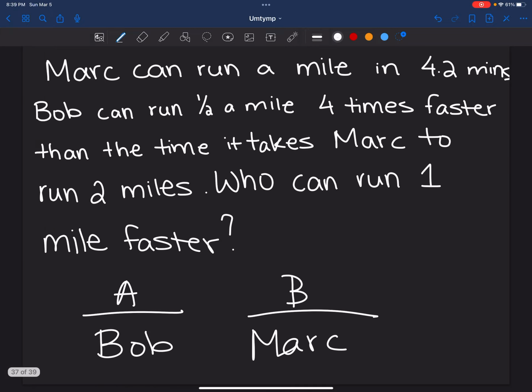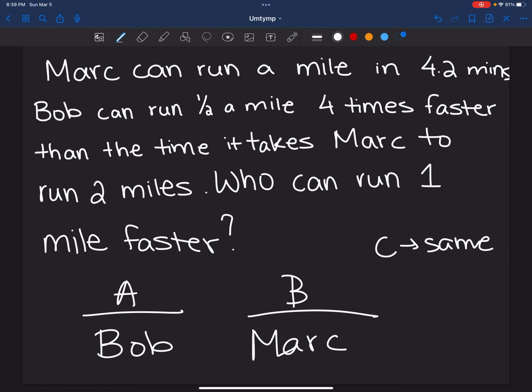Alright, moving on. This is a decimal word problem. Mark can run a mile in 4.2 minutes. Bob can run half a mile 4 times faster than the time it takes Mark to run 2 miles. Who can run 1 mile faster? A, Bob, B, Mark, and C just implies the same time, so same. Take 5 minutes, pause the video, and try and solve this on your own.